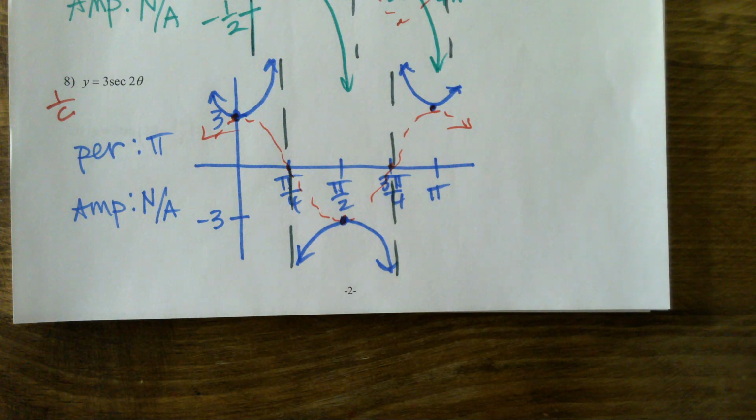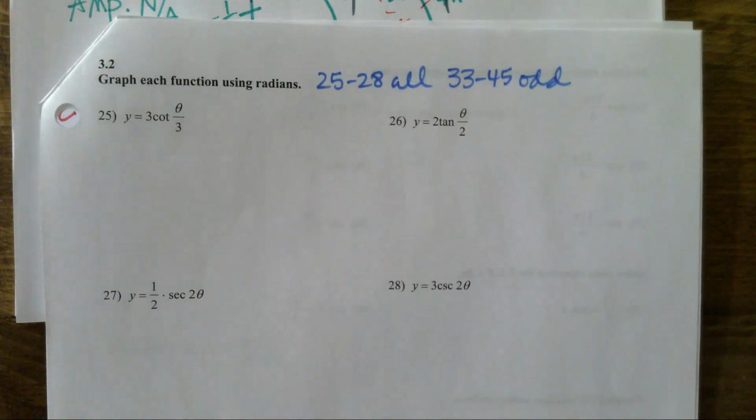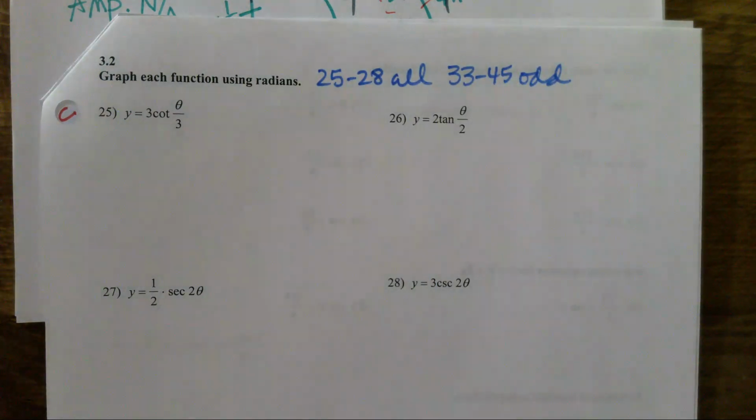All good? Okay, here's your homework. 25 to 28 all, 33 to 45 odds. Yes, I am taking away some of your freedom here. I'm telling you odds. And that's because we're splitting this up in 2 days, so we're going to end up doing the evens on the next. So that's your assignment. We'll get into shifts on Monday.